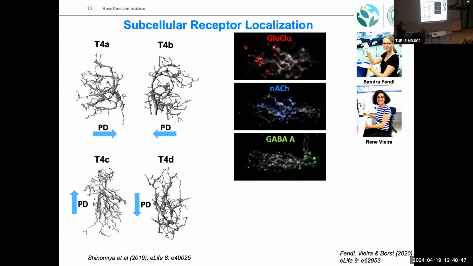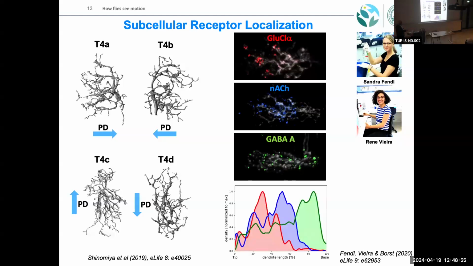Now to quantify all that, they did this with all the different subtypes, oriented such that the tips are to the left and the base is to the right. What you can see is that GluCl alpha is at the tip, the nicotinic receptors are in the center, and the GABA receptors are at the base of the dendrite. And this again reflects the tripartite structure that I showed you before.